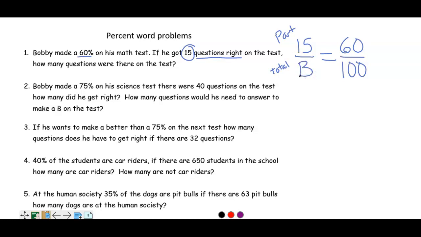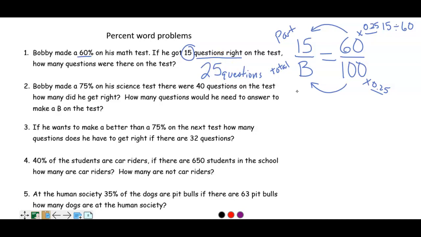So we work out our math. I want to know 60 times what will make 15? Because that's also what I'll multiply 100 by. So in my calculator, I'll do 15 divided by 60, and that will give me 0.25, so 1/4. So 100 times 0.25 will give me 25. Our answer here, the base, is 25 questions. All right, and our answer is 25 questions.